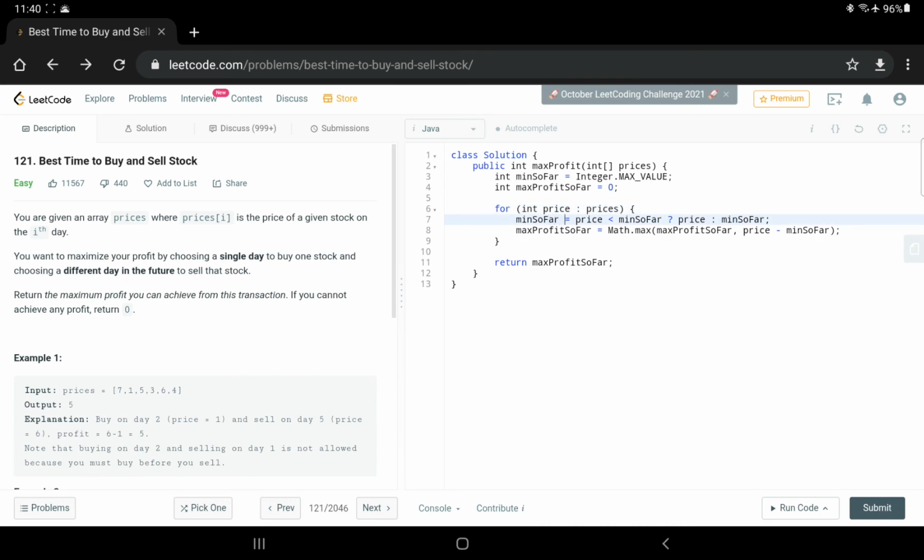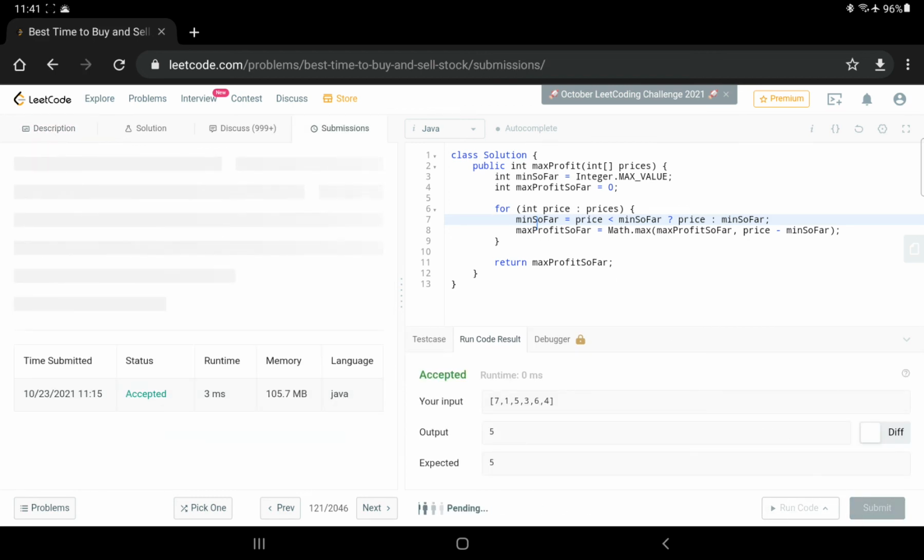What is the min so far? The min so far is the current price if it's smaller than the min so far. What is the max profit so far? The max profit so far is either the max profit that we had or the current price minus the min so far that we had. Let's run this. Okay, looks good.